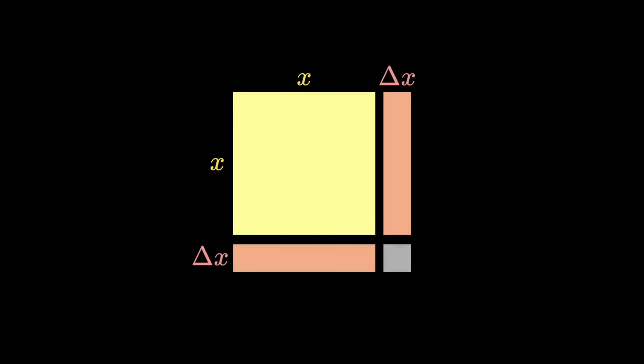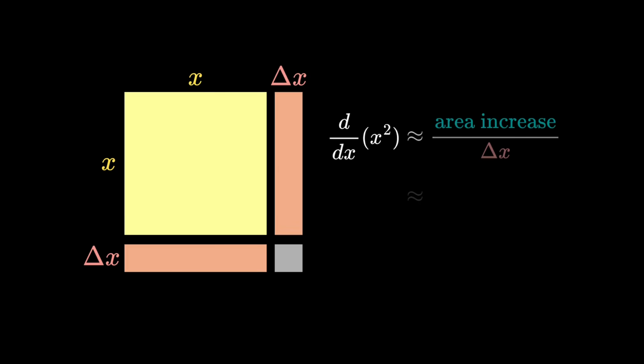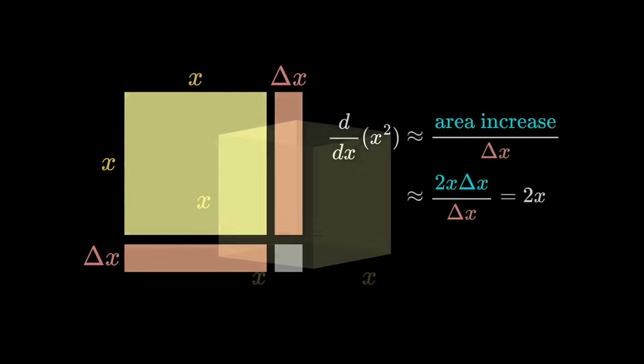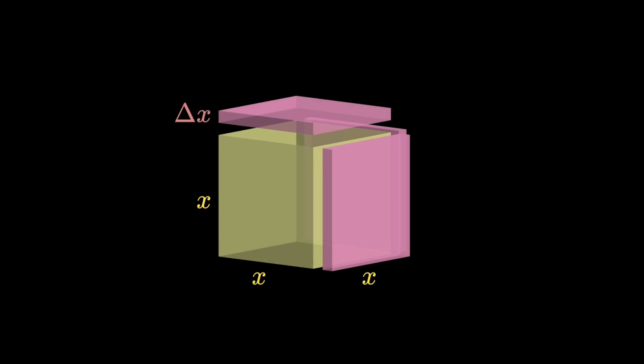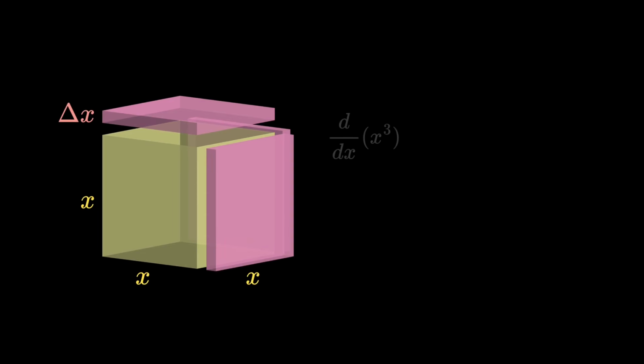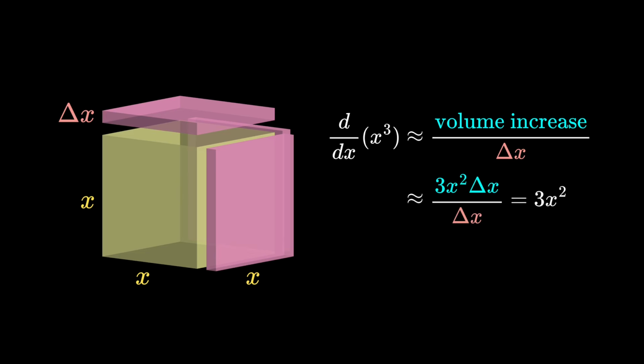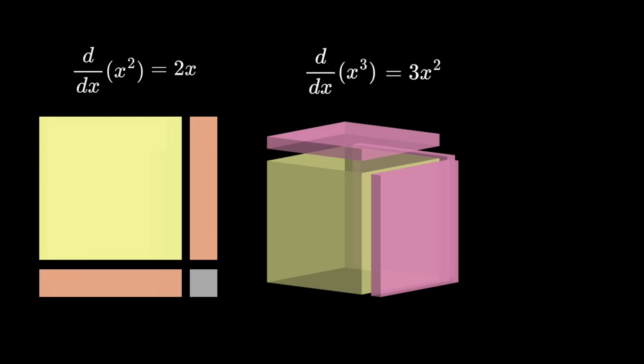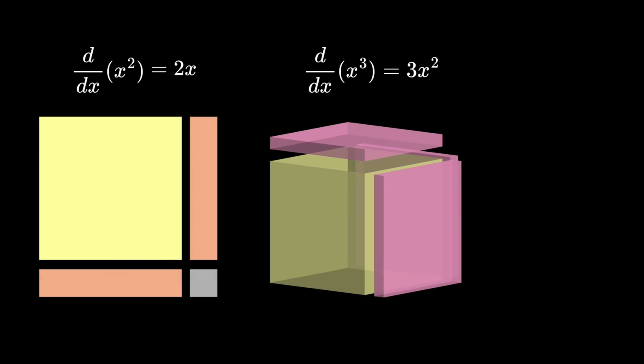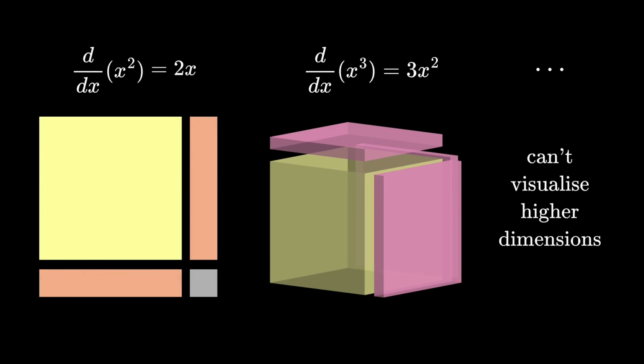You might have seen visualizations like this that are used to demonstrate why the derivative of x squared is 2x. A similar picture, but in 3 dimensions, can be used to demonstrate why the derivative of x cubed is 3x squared. In theory, this continues to higher dimensions, but the thing is, we can't visualize them.